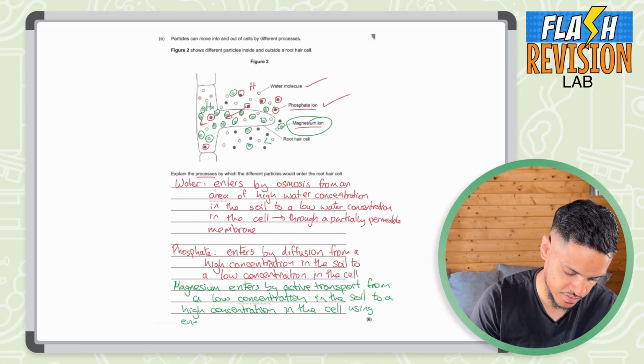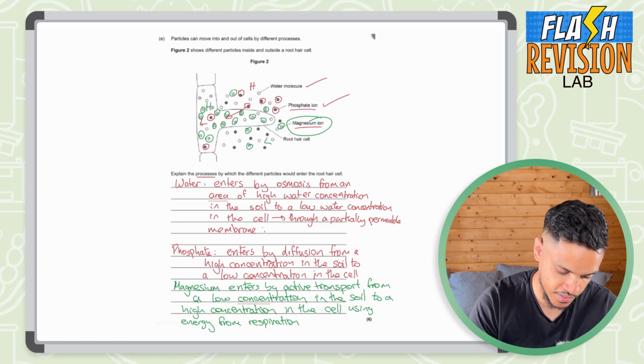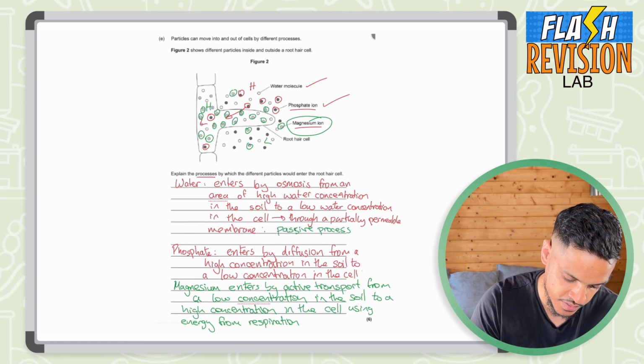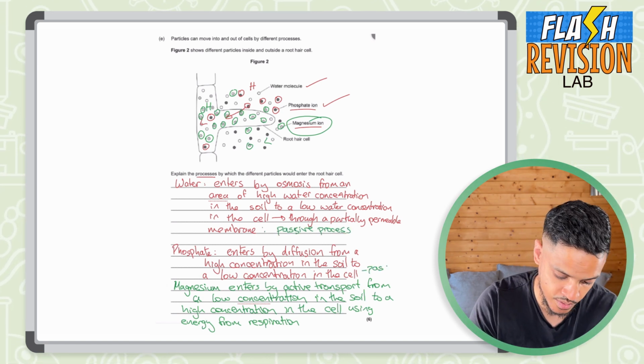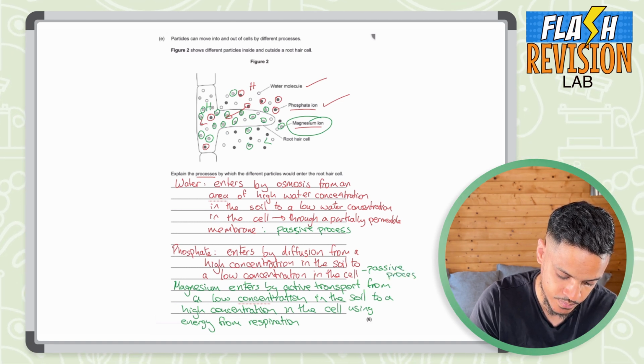The other 2 are passive processes. So maybe that's an extra point that we could put for water and phosphate. It's a passive process. For phosphates, because it's diffusion, that's also a passive process. A passive process means it doesn't use energy. There we go.